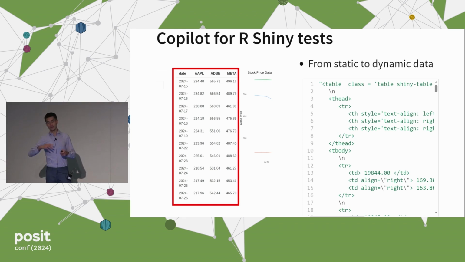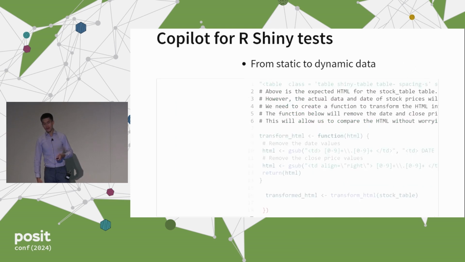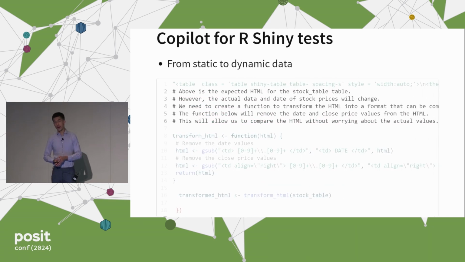In this case, I want to have a browser test of the HTML table in the middle. It's a big table. It has a lot of numbers, and a lot of those numbers are stock prices. Now, what's the problem here? It's actually a common issue when we use the shinytest2 package. That is, the data is not static.